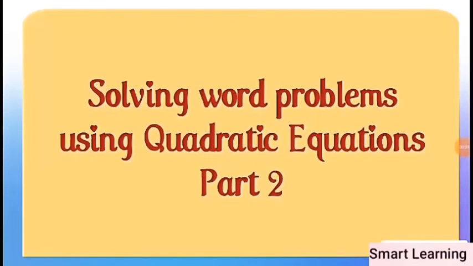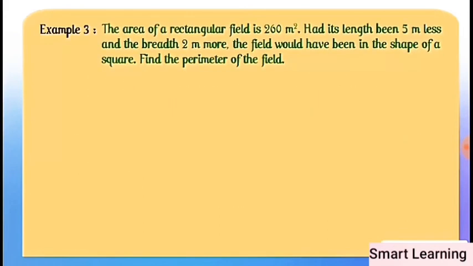Solving word problems using quadratic equations. Part 2. Let's take the next example. The area of a rectangular field is 260 meters square. Had its length been 5 meters less and breadth 2 meters more, the field would have been in the shape of a square. Find the perimeter of the field.